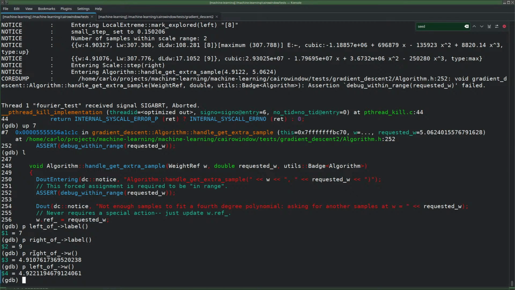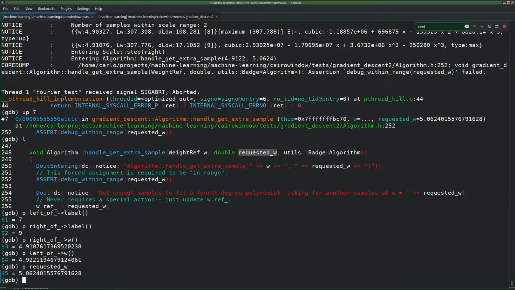To the right of is smaller. So yeah, to the right means larger, so it must be larger than this value and smaller than this value. That is possible. And the requested value is outside of that range, and not a little bit. That's why we assert. Curious.